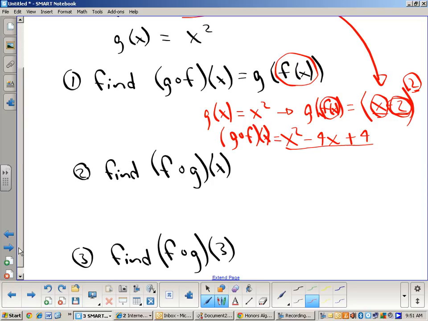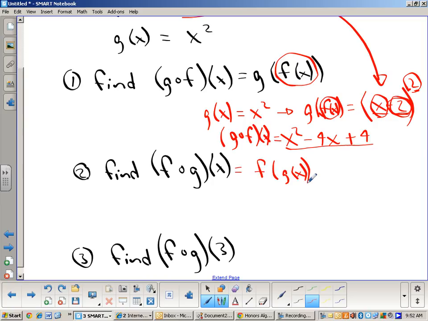The top one says g of f of x. What's the second one say? It's f of g. So we're not going to read it as an O. How do we read it? F of g of x. That's correct. And so that means, by definition, we're saying that this is f of g of x.